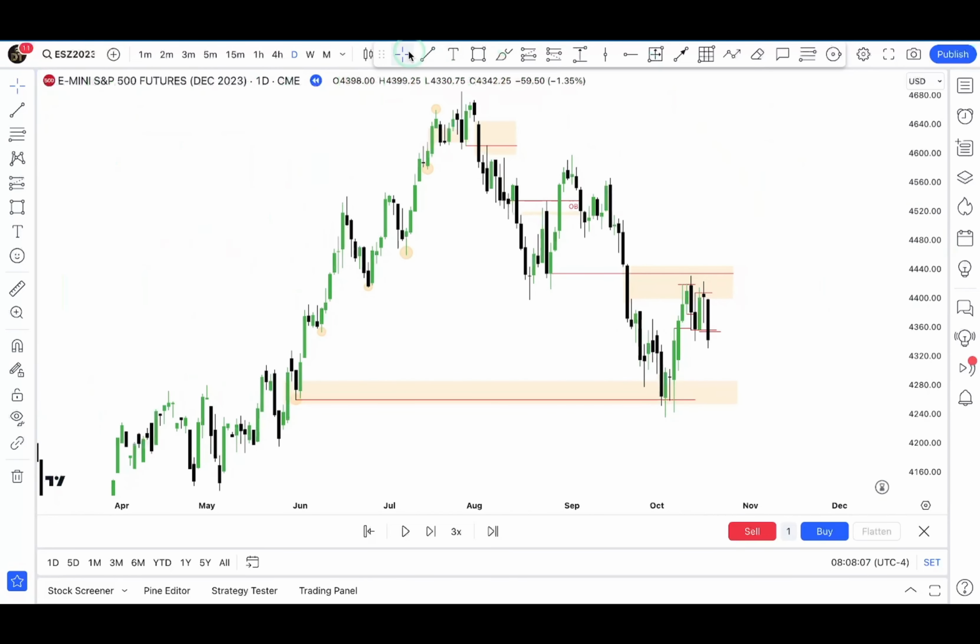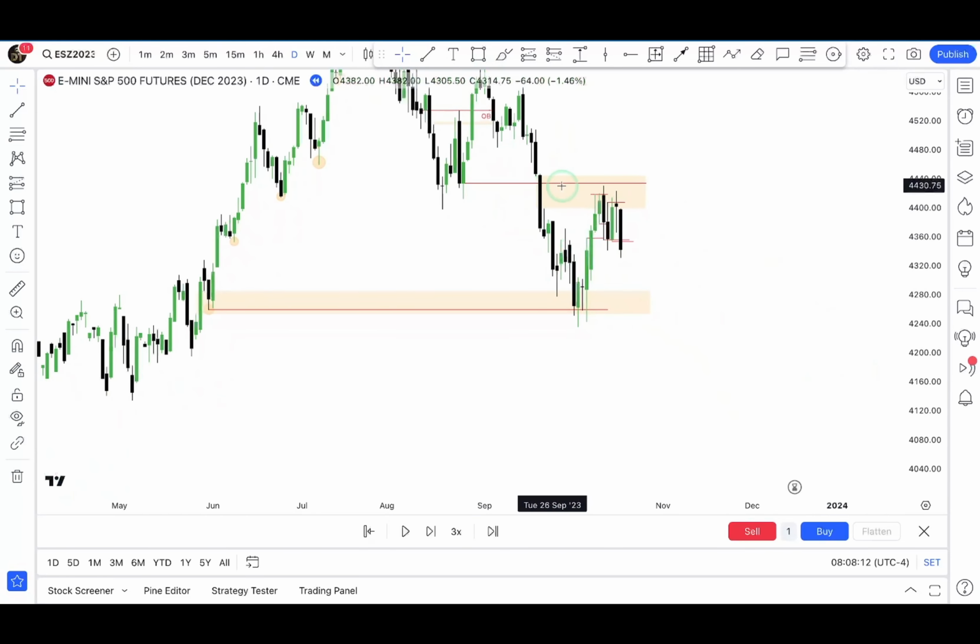So what do we see here? We had a shift in market structure. We're on a downtrend now. We respect a premium fair value gap. It respects the 50% of it. We have a reversal coming here.